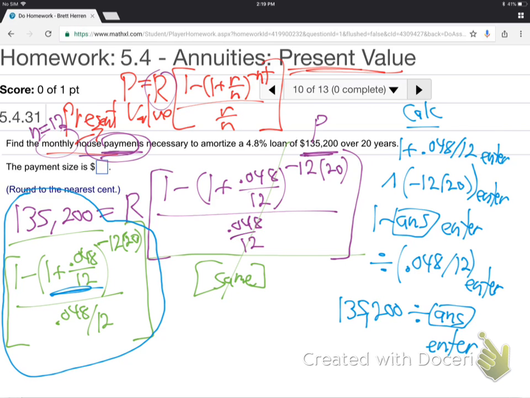All right, so let's see what we get. I'm getting 877.39. Y'all getting that? So that's the house payment. 877.39 per month will kill that loan over 20 years. That making sense?